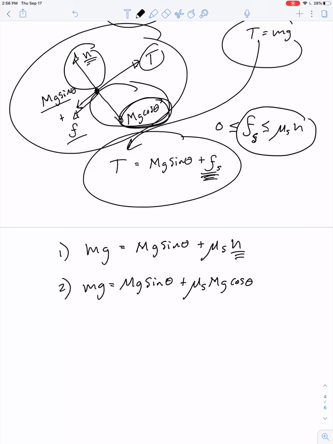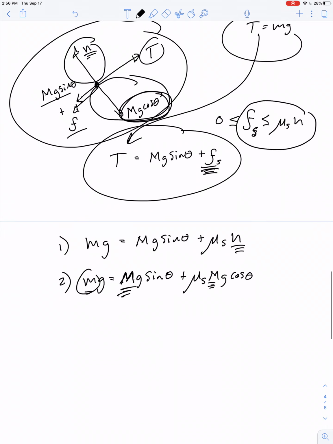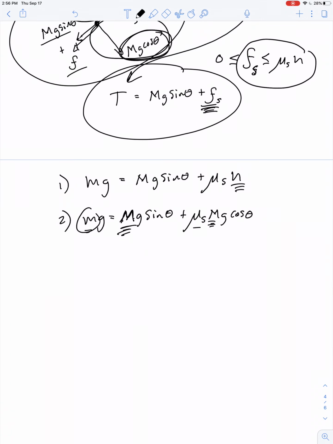Now can I just divide both sides of the equation by m? There's an m in every term, but be careful, that m is not the same as these m's, so no, I can't cancel it out. We're trying to solve for mu, so do a little algebra. Mu static times capital Mg cosine theta is equal to lowercase mg minus capital Mg sine theta. Divide both sides by Mg cosine theta, and we get a final algebraic result.